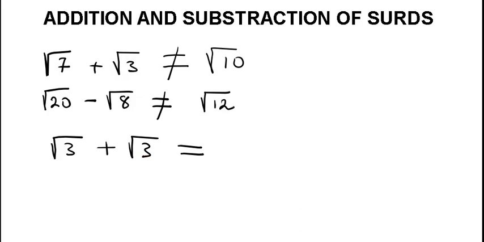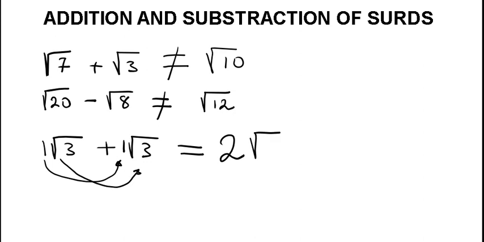Now, for you to do that, remember that we have an invisible 1 here, and an invisible 1 here. Therefore, it's going to be what? 1 plus 1 will give you 2. Then root 3. So root 3 plus root 3 will give you 2 root 3.